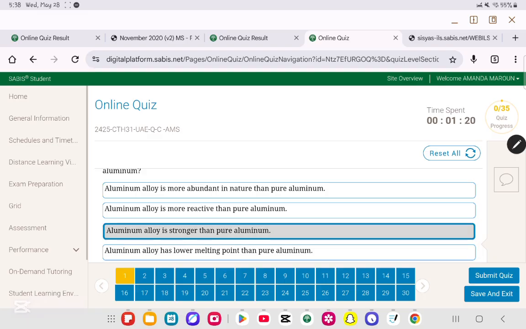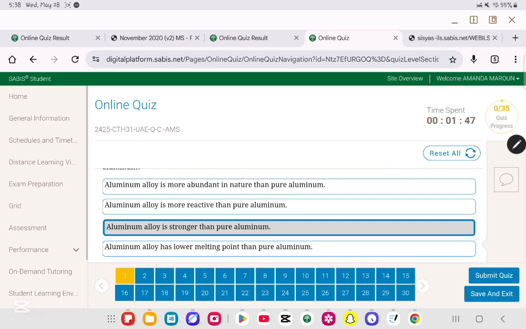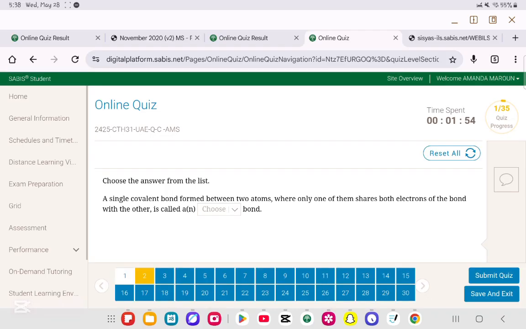Aluminum alloy is stronger than pure aluminum. This is definitely a good reason why you could use it for an aircraft. If it has a lower melting point than pure aluminum, so let's say you were to go at higher speed, maybe because of the faster speed the temperature increases rapidly, and because the temperature is increasing rapidly, it could cause the aluminum alloy to melt, which is definitely not a reason why it is used, because we don't want it to melt. We need the plane to be whole. We don't want anything to melt. Okay, we move on to question number 2.